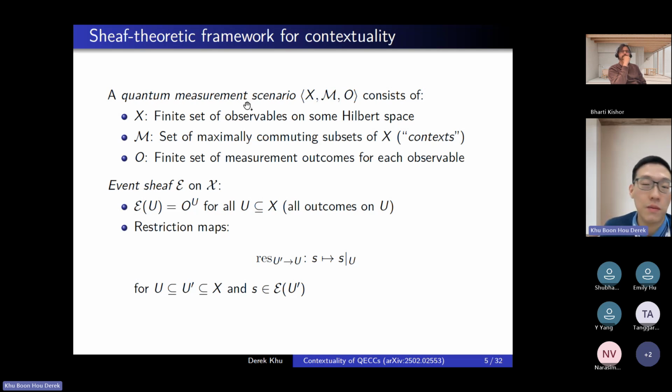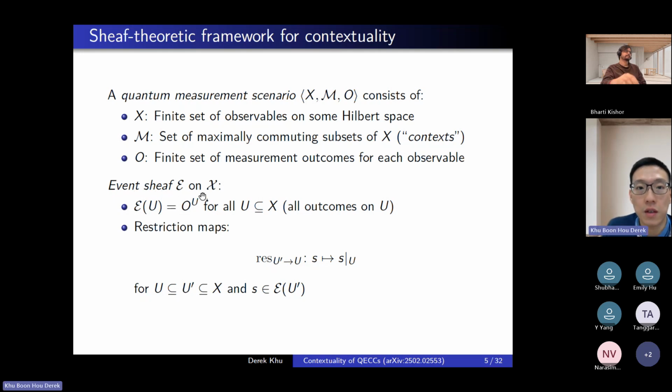So first we define what a quantum measurement scenario is. X would be the finite set of observables on some Hilbert space. You could think of these as the Pauli operators if you want, but it's just any finite set of observables, non-empty of course. And M will be the set of maximally commuting subsets. So you look at all the subsets of X and then you take the maximally commuting ones. And O would be the set of all measurement outcomes for each observable. In the case of Pauli operators, it might be just plus or minus 1.